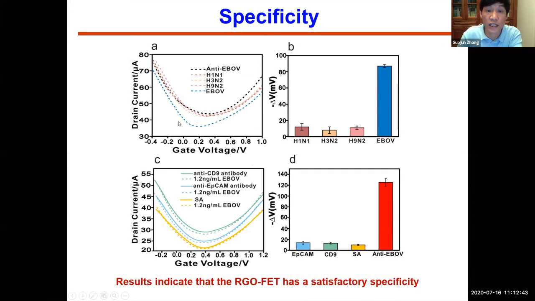Specificity, we performed two experiments. One is we change the target. In this work, we choose H1N1, H3N2, H9N2, replacing Ebola virus. So you can see the signal from the non-specific targets is quite small compared to the signal of Ebola virus. Similarly, we choose different proteins replacing the specific antibody, like EPCAM, CD9, and Strep RBD.